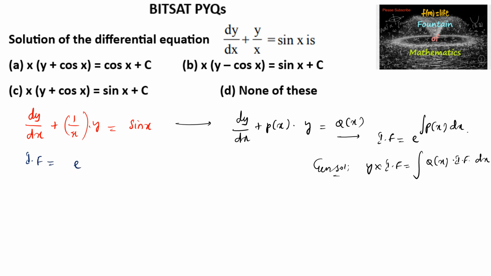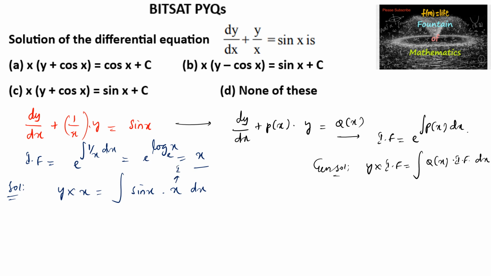IF is equal to e to the power of integral 1 upon x dx, which is e to the power of log x, and we know that e power log x we can write as x since the base is same. And now the general solution, y into integrating factor, that is x, is equal to integral of sin x into integrating factor x dx. So let us find x sin x by using by parts. Say this is first function and this is second function.